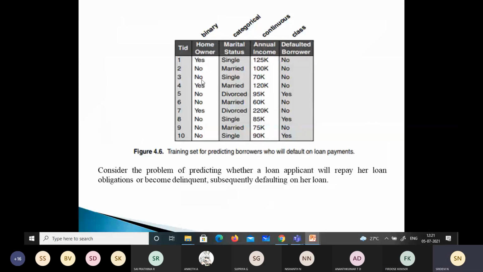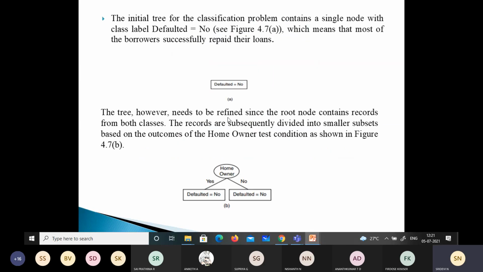See here, no, yes, we have. Again, no, we have. No, yes, no, and no, yes. What does that mean? We have two types of records under this category, which means that this is an impure node. Getting my point?